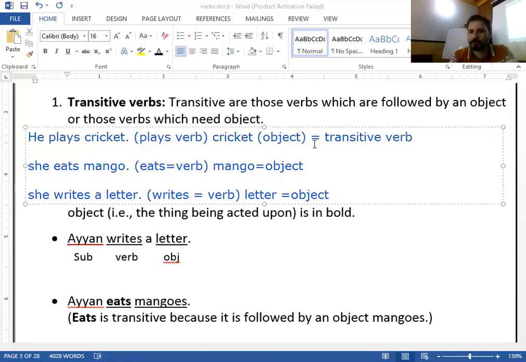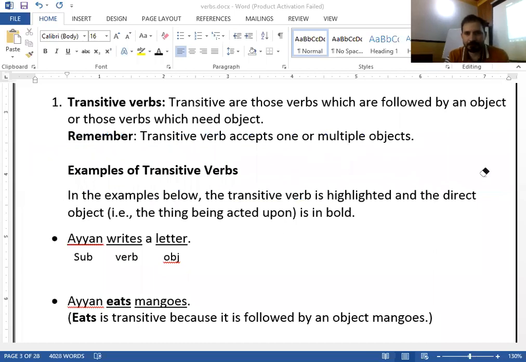For the transitive verb, the verb form is an ordinary verb. Excellent. Ordinary, not auxiliary. It's an ordinary verb. Clear? That is transitive verbs, everyone. All right.